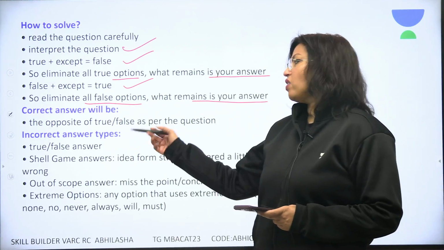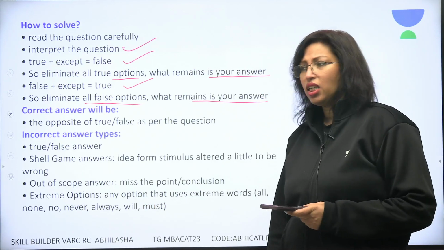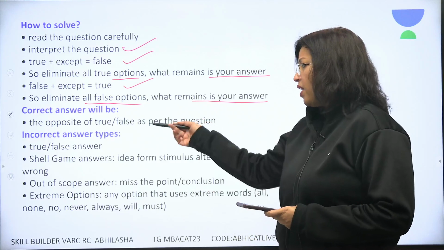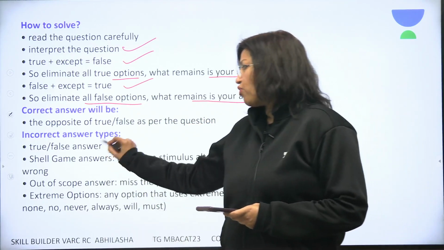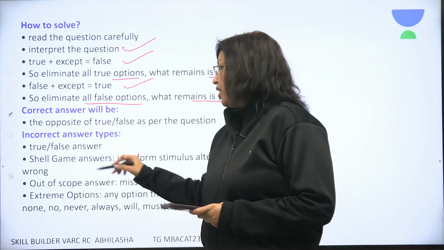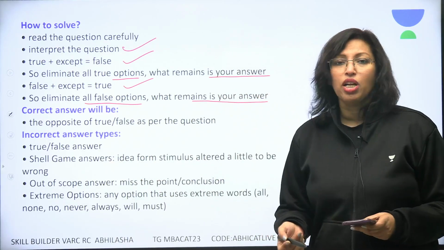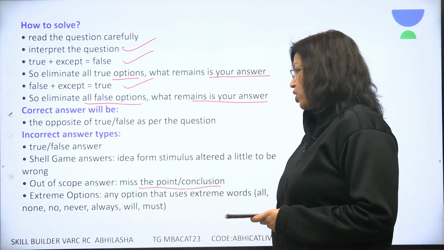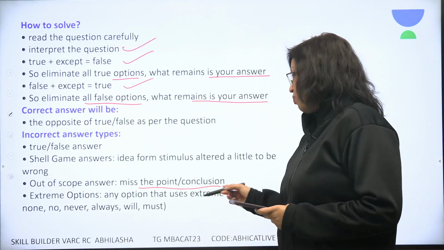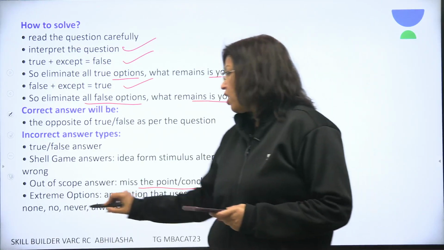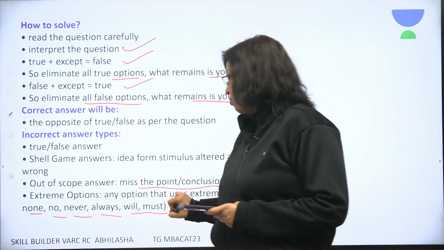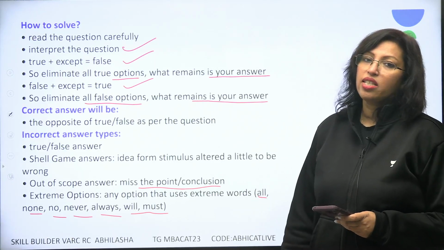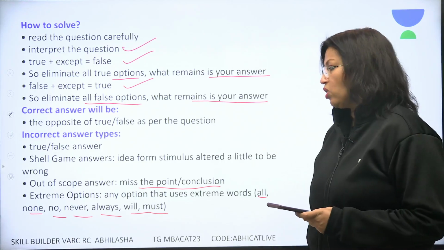Now the correct answer will be the opposite of true or false as per the question. So if it's true except, then false, and false except, then true. The incorrect answer types would be true or false answer accordingly. The shell game, which appears to be similar but is not really similar. The out of scope answer, which misses the point or the conclusion. And then extreme options. Any option that uses extreme words such as all, none, no, never, always, will, must, etc. These are extreme options and they may not be the correct answer for us. So you can eliminate those also.